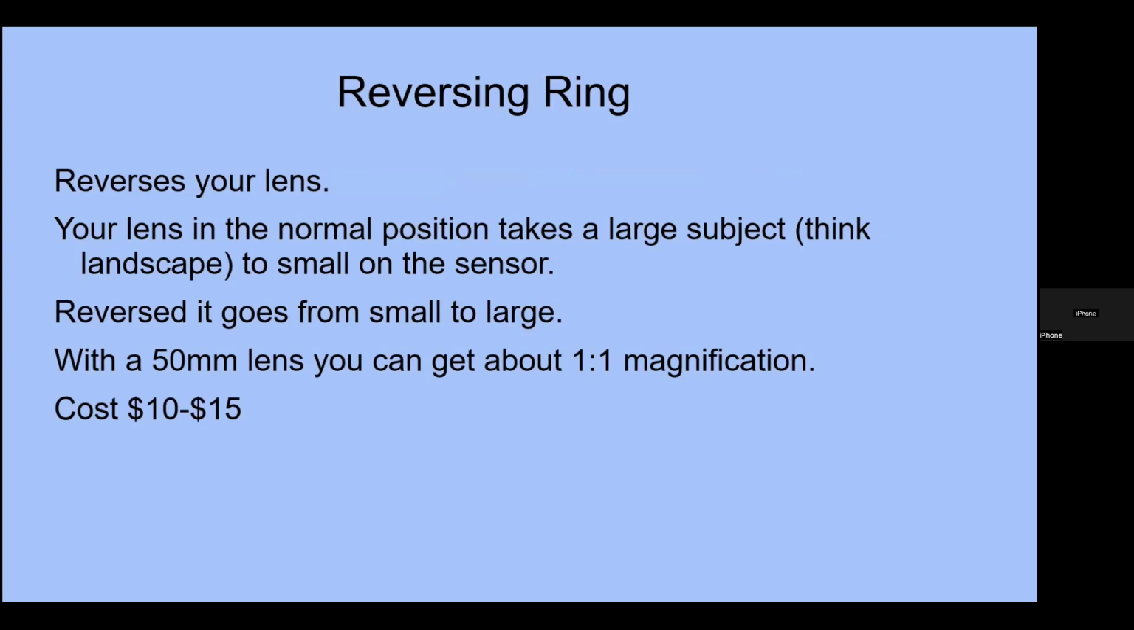The ring has whatever mount your camera is. Of course, I'm using Nikon, so this has a Nikon mount and a 58 millimeter thread on the front. So I screw that into the body or click it into the body, and then I screw my lens on, and I've got a reversed lens. And those are $10 to $15.